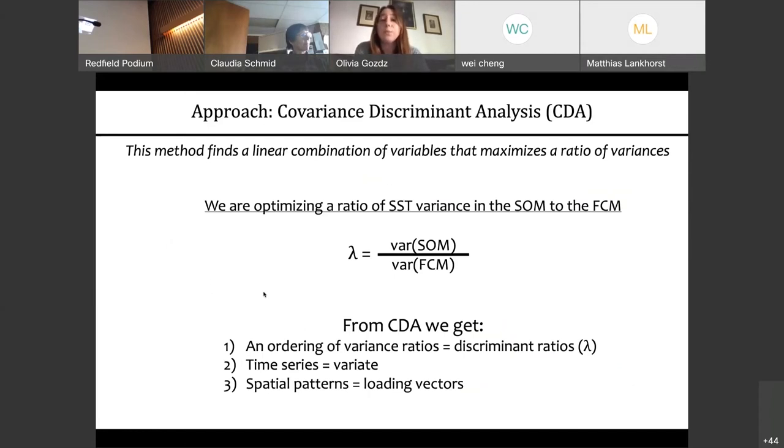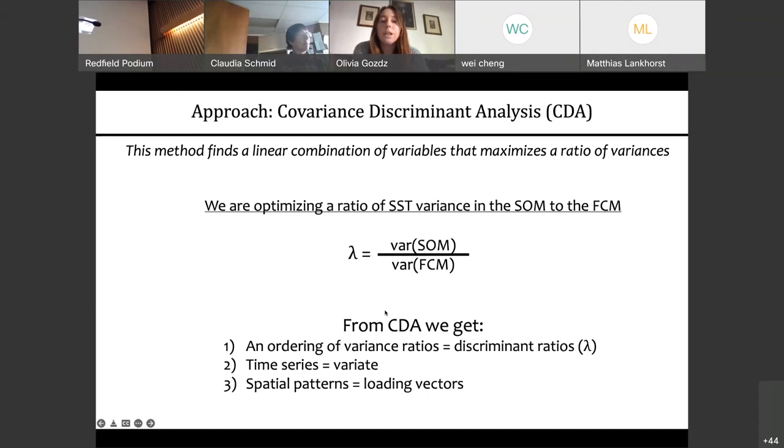This is a really brief overview, and if you have more questions about the technique, feel free to ask me about it later. But broadly, this method finds a linear combination of variables that maximize a ratio of variance. And the ratio of variance that we're going to be optimizing is this lambda over here. It essentially takes the variance in the slab ocean model over the variance in the fully coupled model.